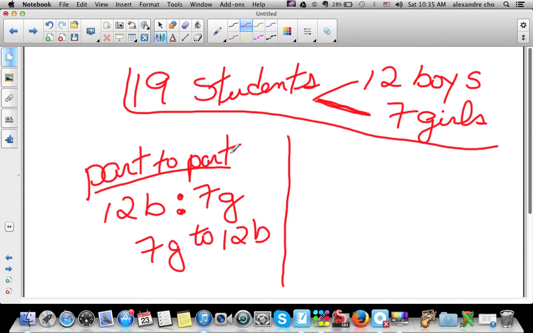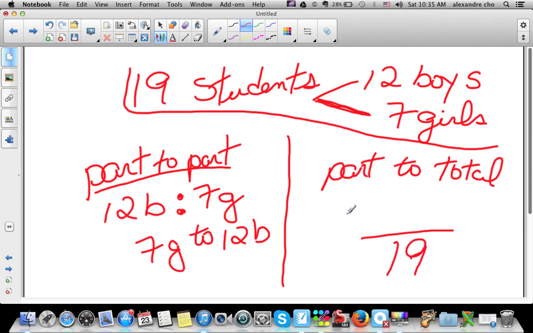And then it says create a part to total ratio. Well, this one is a little bit simpler. I'll use a fraction this time. I know there's a total of 19, and part of the 19 are boys: 12 over 19. Or, I'm sorry, we could have even done 7 to 19 because part of the 19 are girls. I'll even write a little B here and a little G here. So either way would have been completely acceptable.